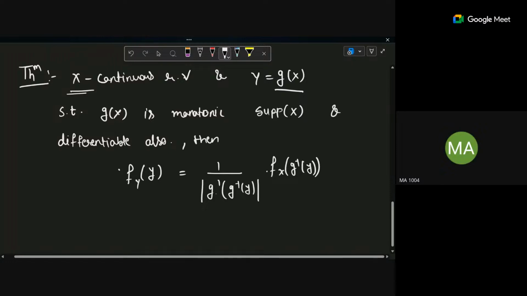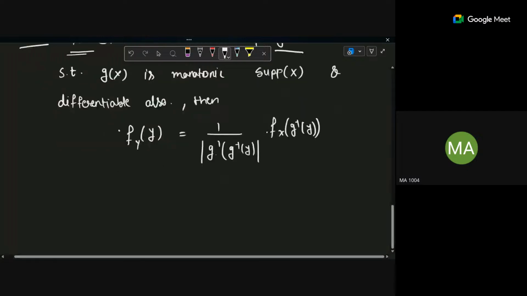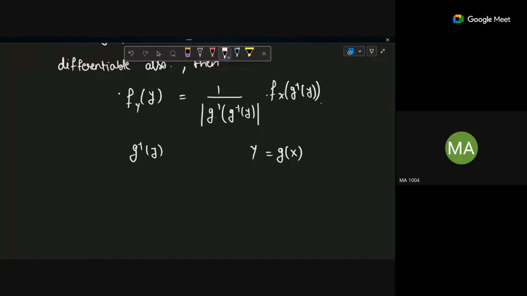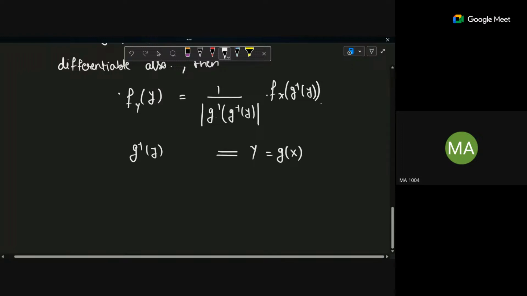What is fx of g inverse of y? It's a PDF, right? And what PDF is it? g inverse of y. So just check what I said: y is equal to g of x. Here we are converting the function in terms of y, right? So if y is equal to g of x, if we know that y is written as g of x, right?